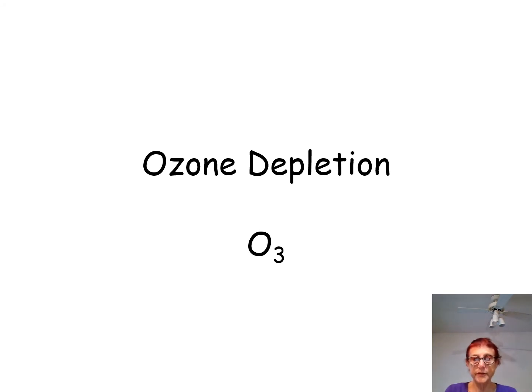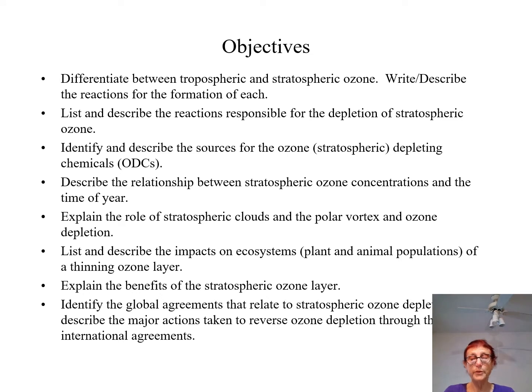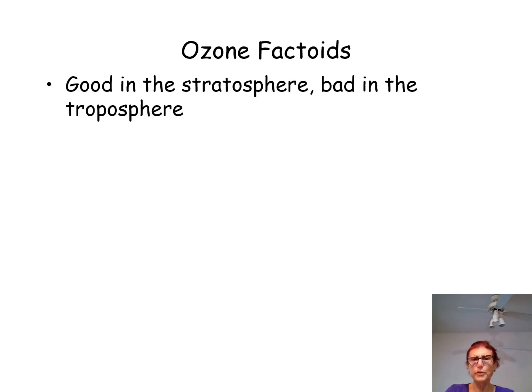Today we're going to look at stratospheric ozone depletion, both causes and effects of this very important portion of our atmosphere. So we'll be able to differentiate between tropospheric and stratospheric ozone, look at reactions for formation and depletion of stratospheric ozone, identify the ozone depleting compounds, look at the relationship between stratospheric ozone concentrations and time of year where the thinning is most pronounced, impacts on both plant and animal populations, and also identify the global agreements that have been used to mitigate the impacts and to try to reverse the trend that we see in the decline of stratospheric ozone.